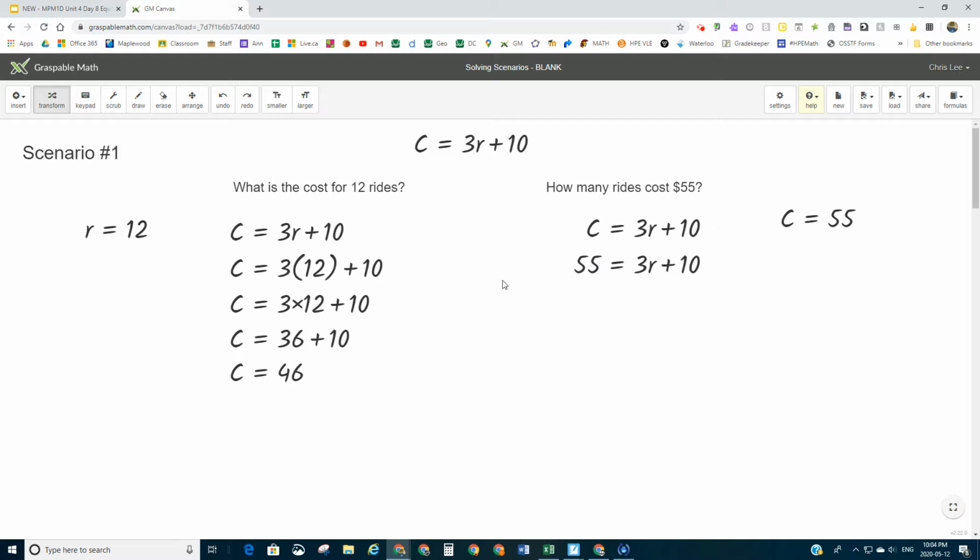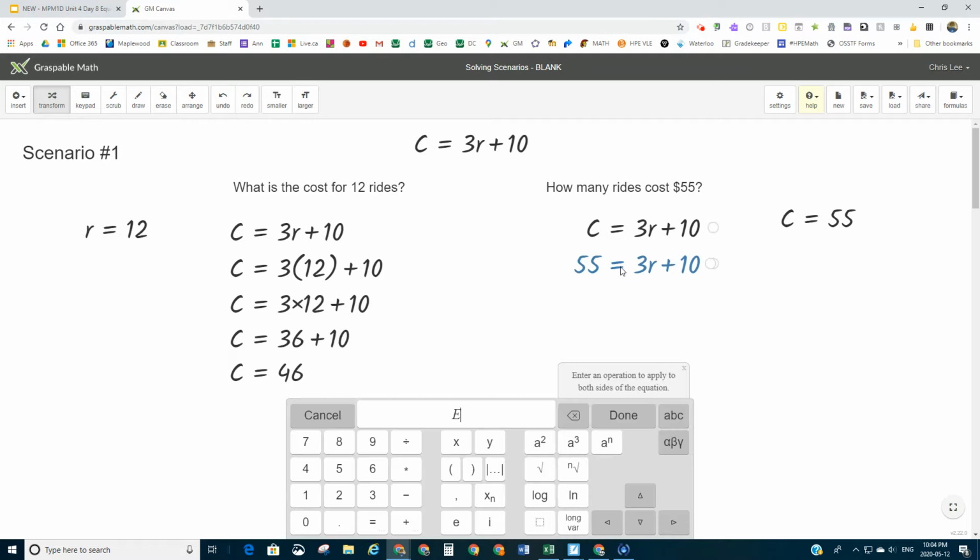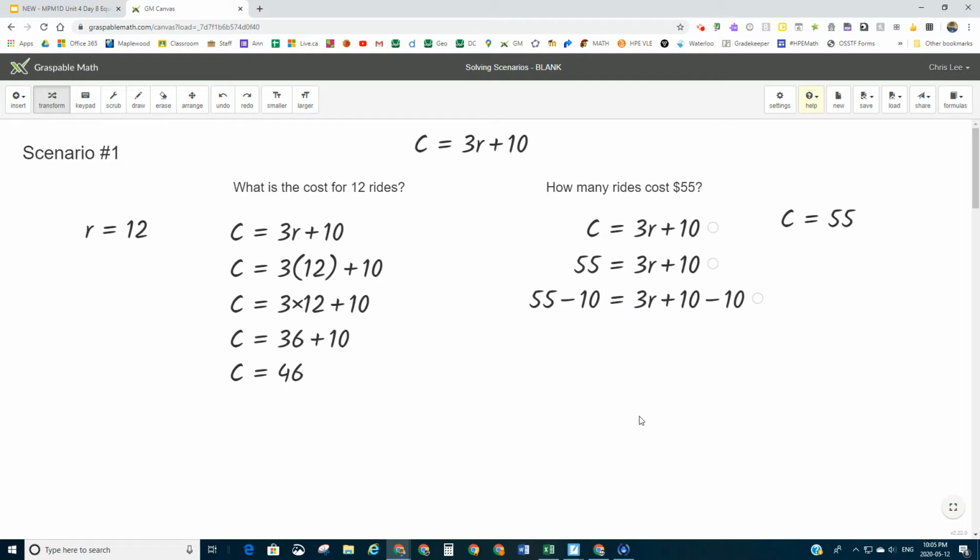Now let's solve. So again, remember our steps for solving. We need to subtract 10 from both sides. You can either do it this way by clicking and holding the equal sign and going down here. Remember, this E is the entire equation. So we're going to subtract 10 from both sides. So we can push subtract 10 and push done. And you see Graspable Math subtracts 10 from both sides by doing it right to the side.